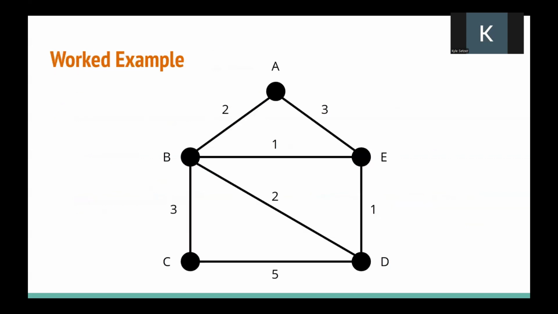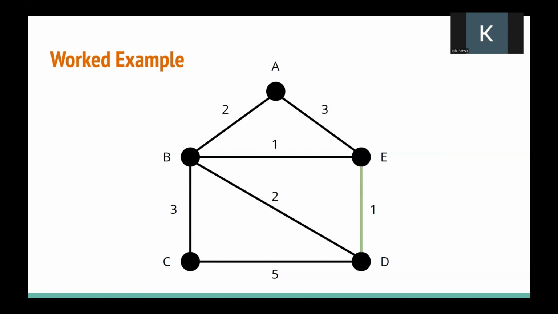So let's look through a worked example here. So we have 5 different vertices, A through E, with very small edge weights, just for the sake of an example. So for Kruskal's algorithm, we're going to order all the edge weights from lowest to highest. So we'll start with the edge weights of 1. We'll go ahead and add this to the graph.